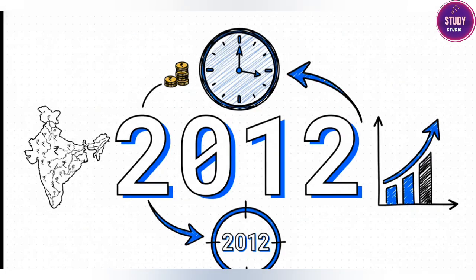Now, to measure any kind of change, you need a starting line, right? A fixed point of comparison. For India's CPI, all these price changes are measured against a benchmark, which we call the base year. And right now, that base year is 2012.